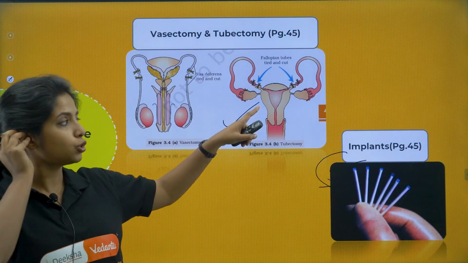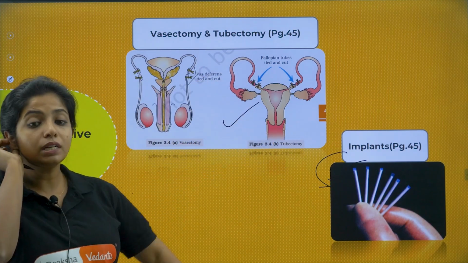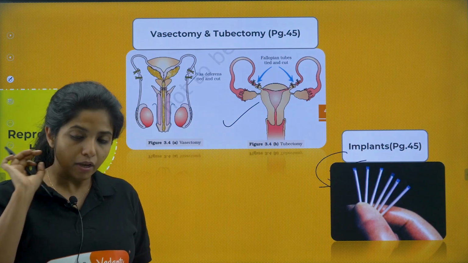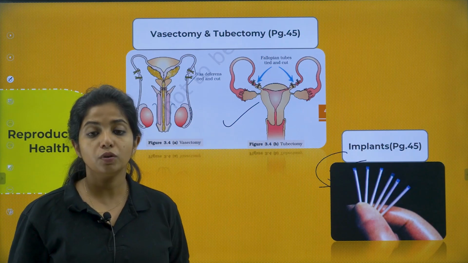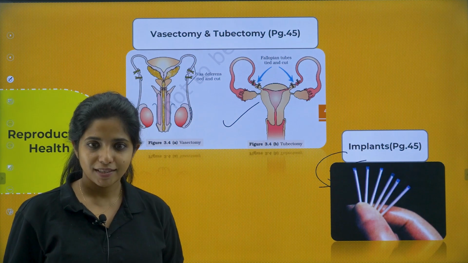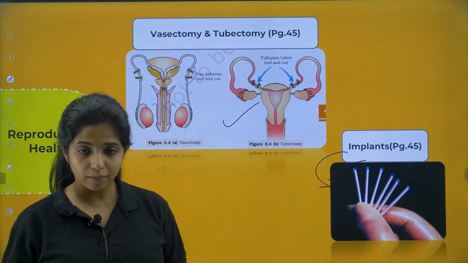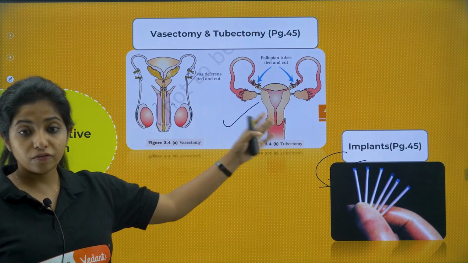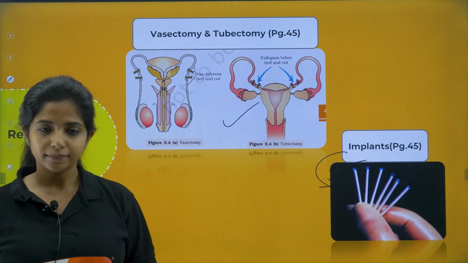For example, he can ask you, what is this? How does this type of method help in contraception? So you should know a bit about tubectomy, vasectomy, and implants. That is how the questions are framed. First of all, you have to identify it, so for identification, you should be very thorough with the diagrams.